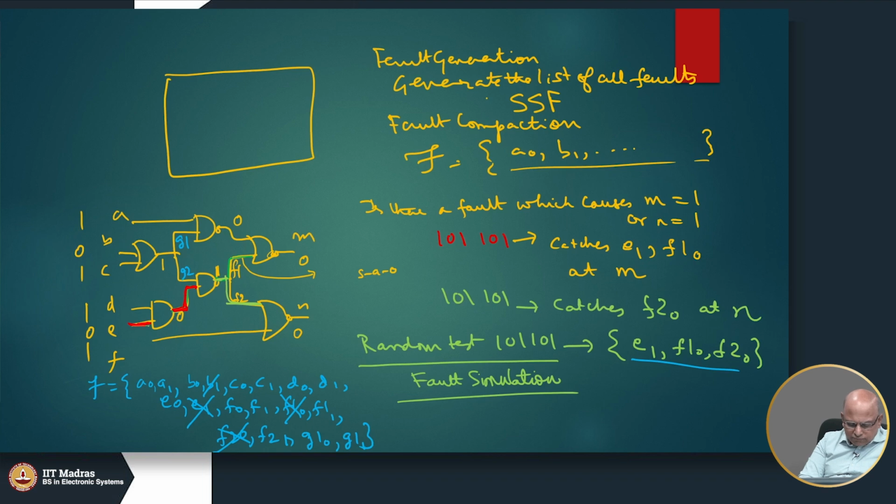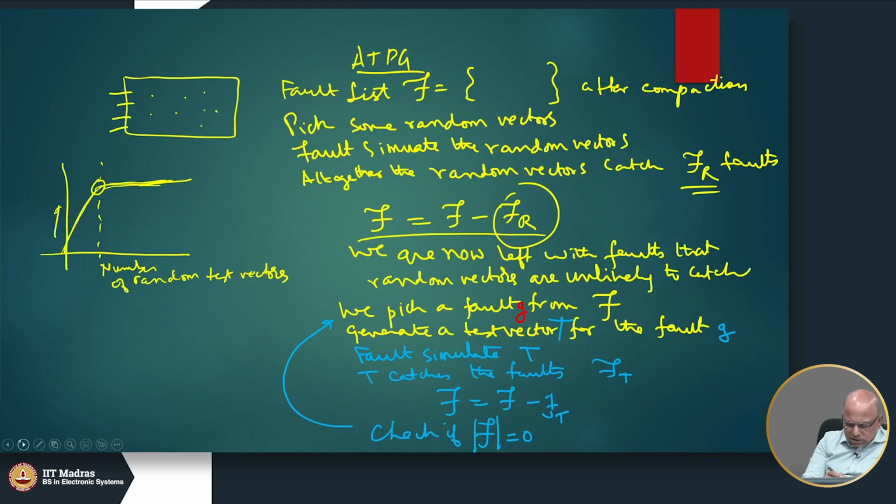And then we check, have we caught all the faults that we wanted to? If not, go back. So, that is the overall procedure for test generation. This is the test generation process for combinational circuits.